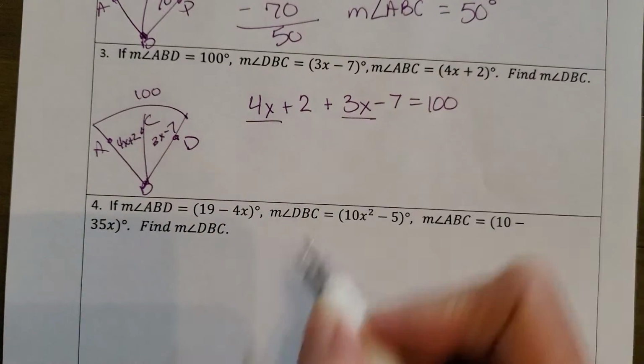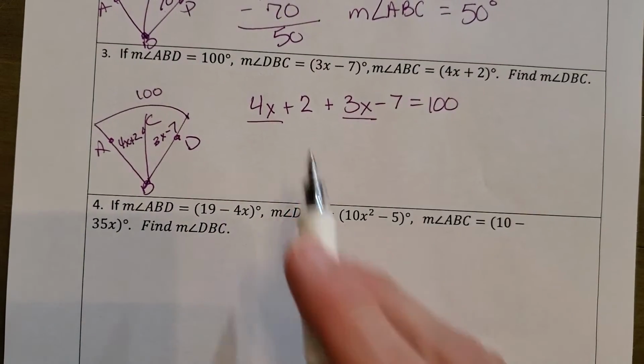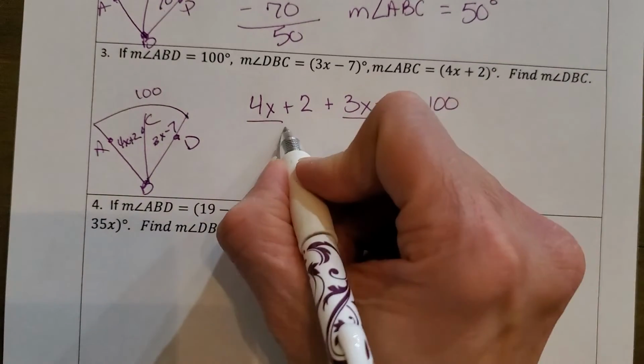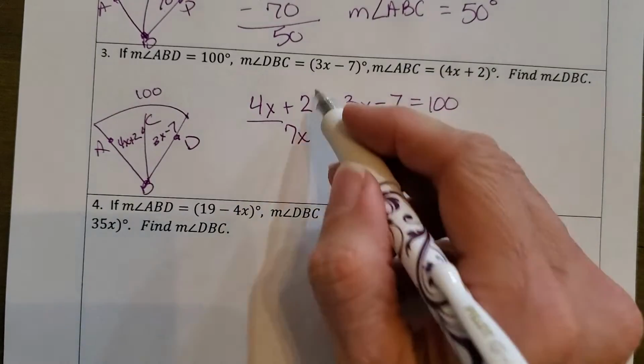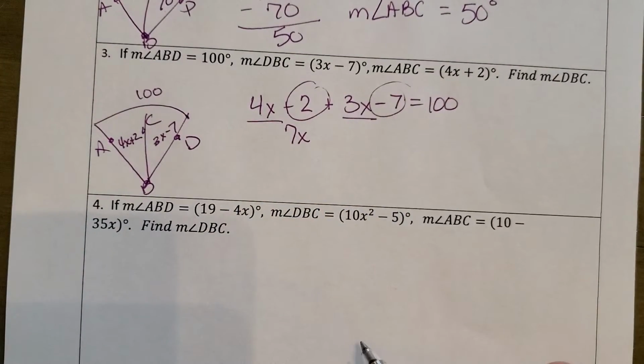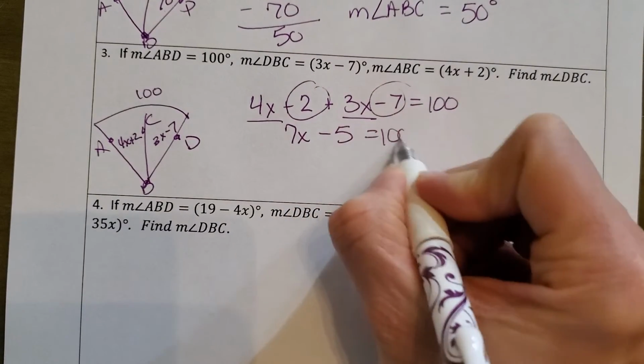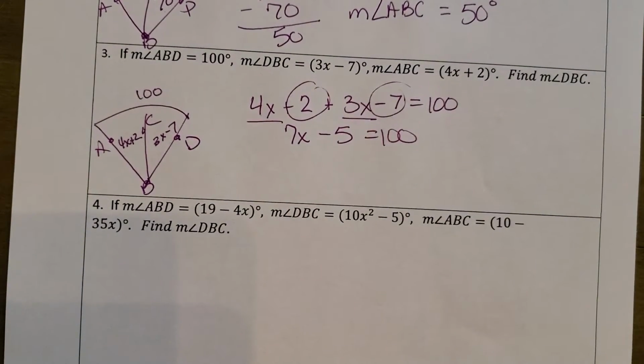I know that I can combine x's. I can only combine like terms. Those aren't x's, those are numbers. I can't combine them with the 4x and the 3x. Those are different. So I'm going to have 7x, and then I can combine these, 2 minus 7 is negative 5. And then I finish out with that 100.